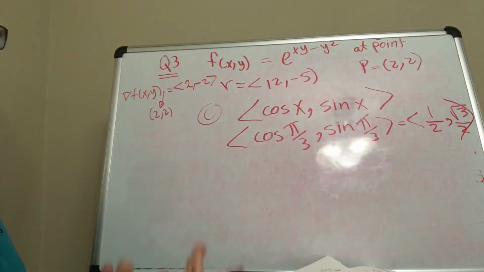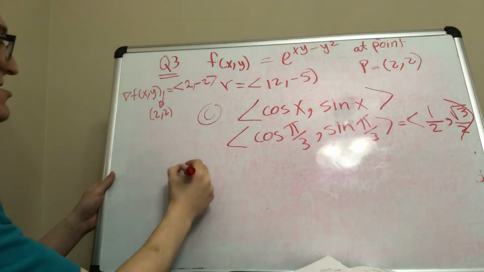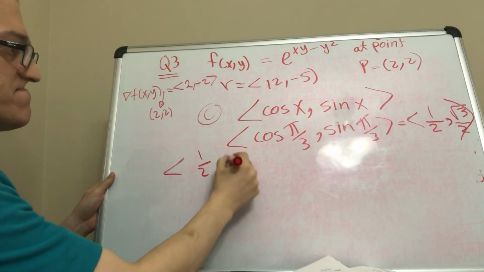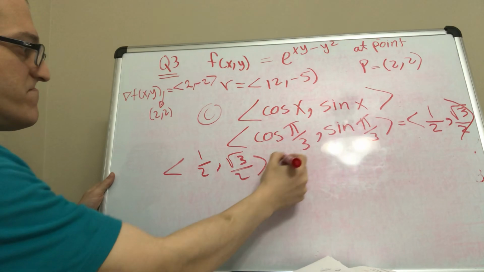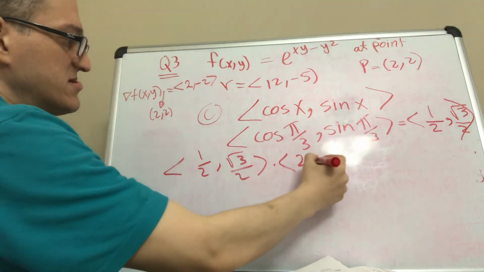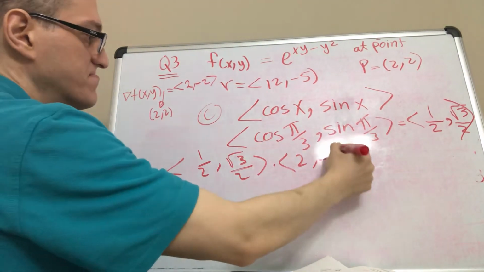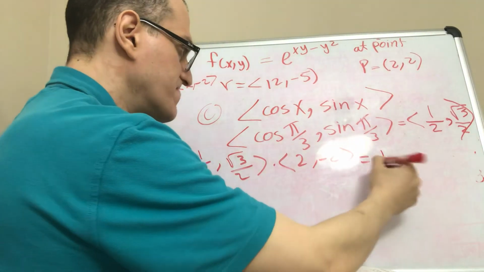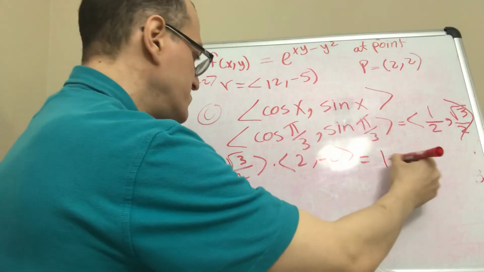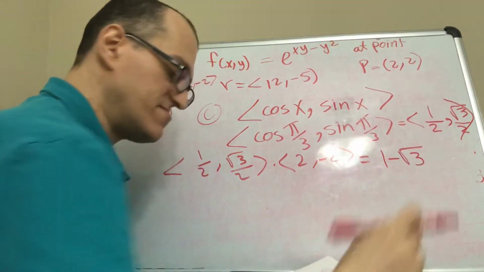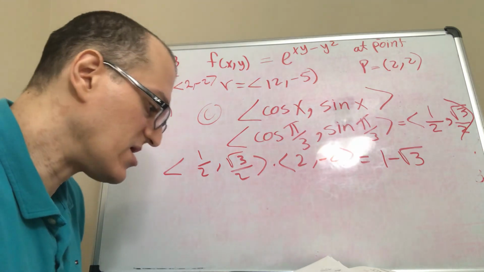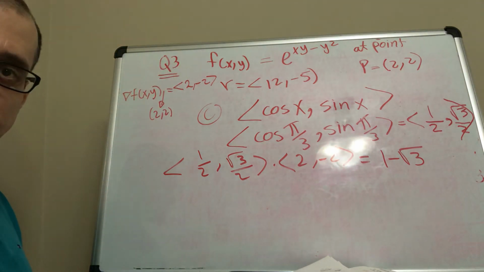And then you do what we did with the first one. The product of this with the 2 and minus 2. First times first, 2 times half is 1, and this times this would be minus root 3. This is the end of the first part. I'll continue with this in the next part.